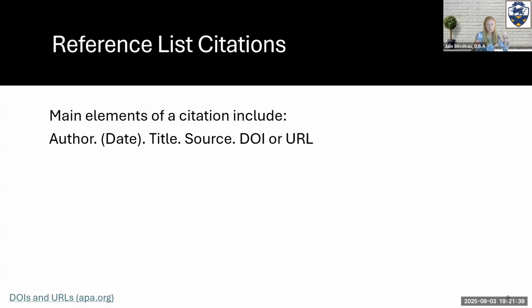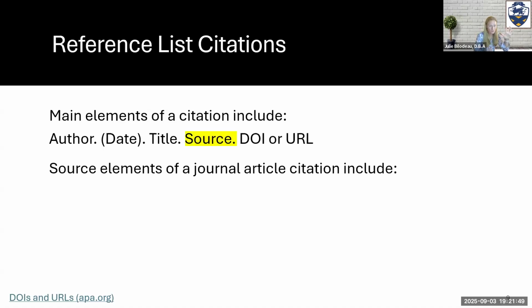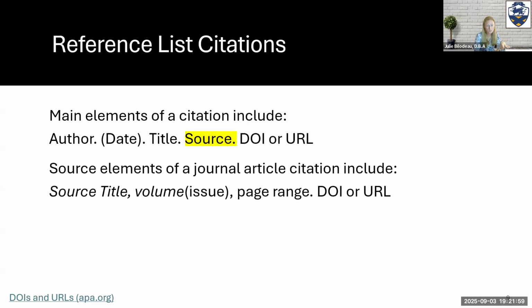The reference list citation has author, date, title, source, and a DOI or URL. So it's 5 components. However, the source piece of this has its own multiple components within it. So the source has the source title, the volume, issue, and the page range. And then the DOI URL is kind of the last piece of it. But up top, I have it as its own separate item.